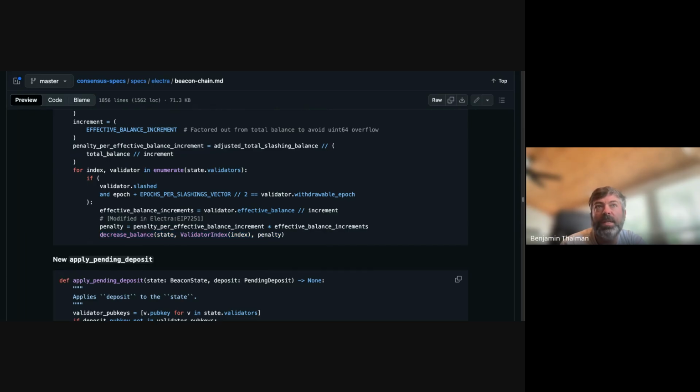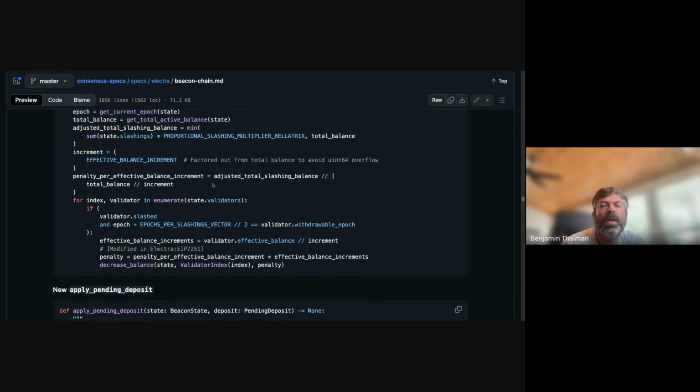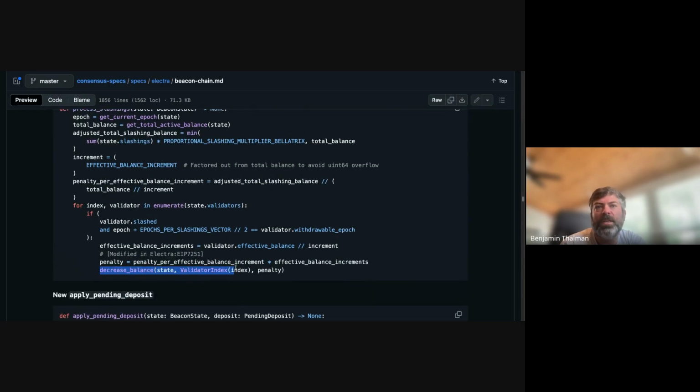And then decrease balance by penalty. Remember, this returns in Gwei. I think that should be in, yeah, oh no, nothing is returned. Okay. But this gives you a penalty in Gwei, and it'll be taken off your balance, which is also in Gwei.